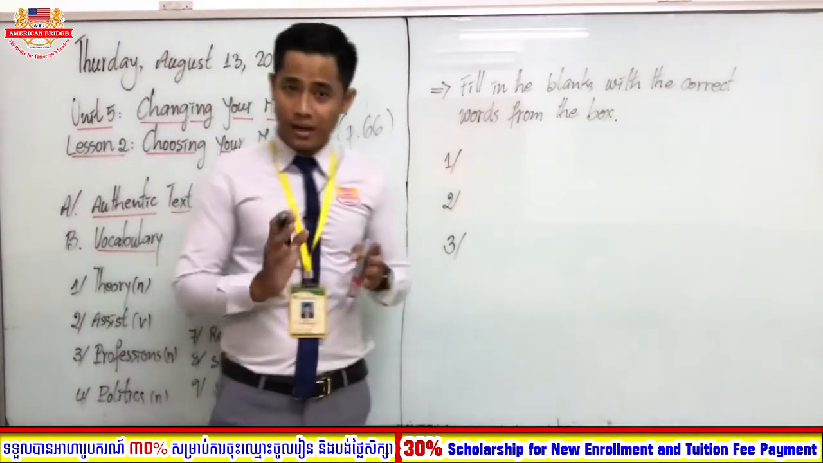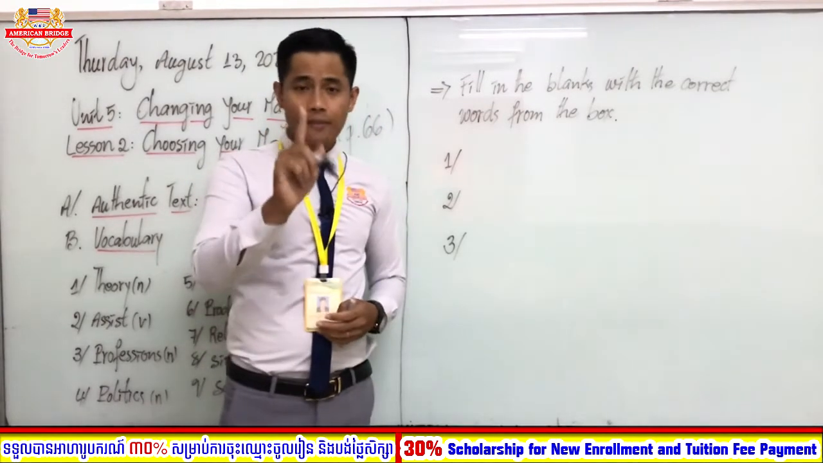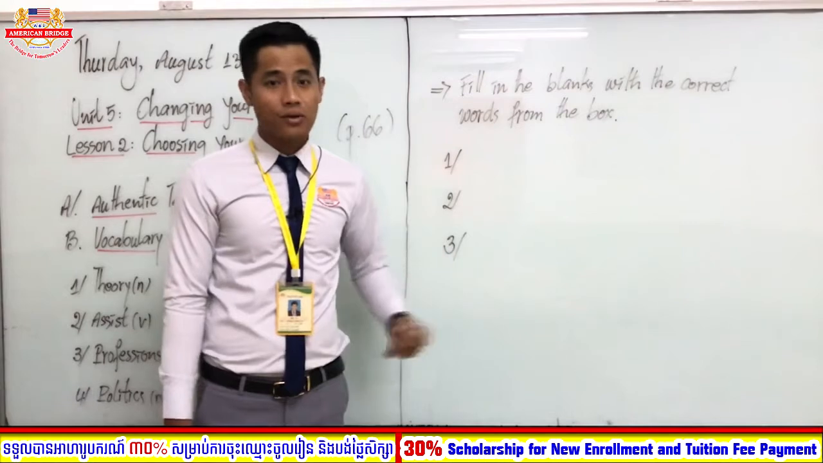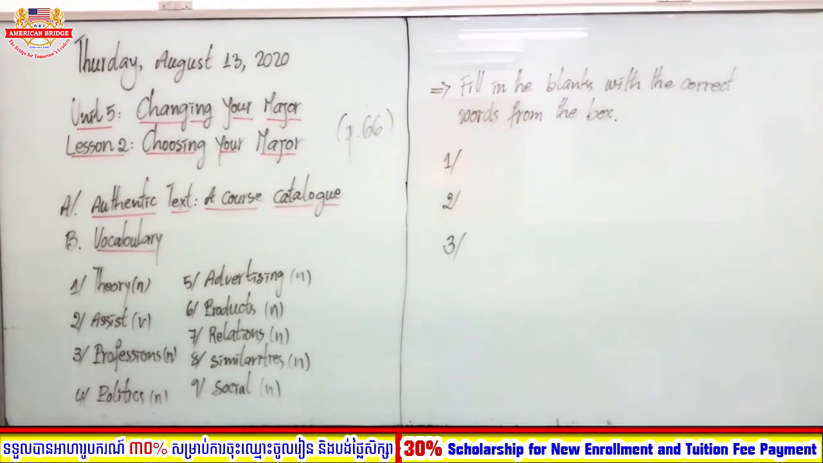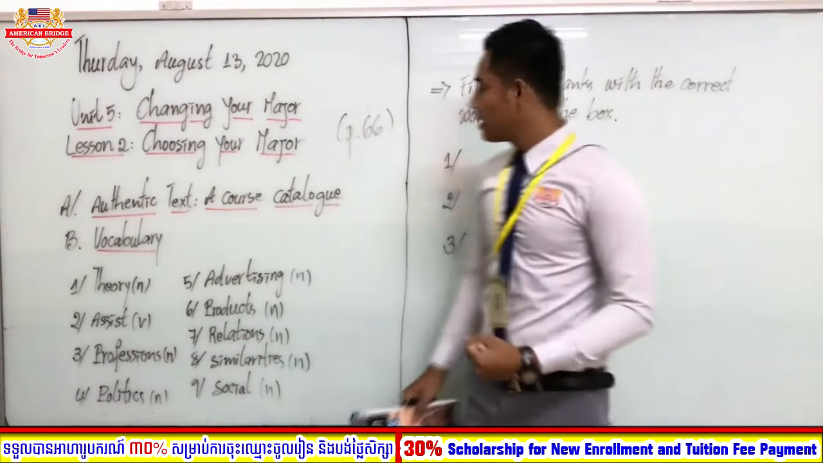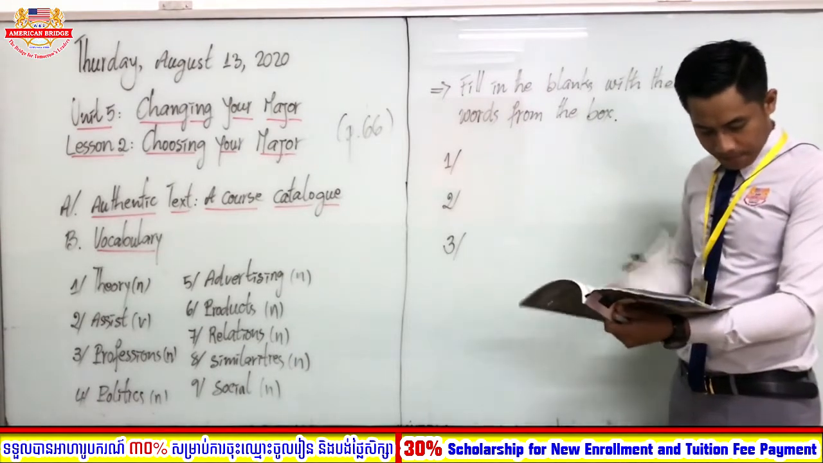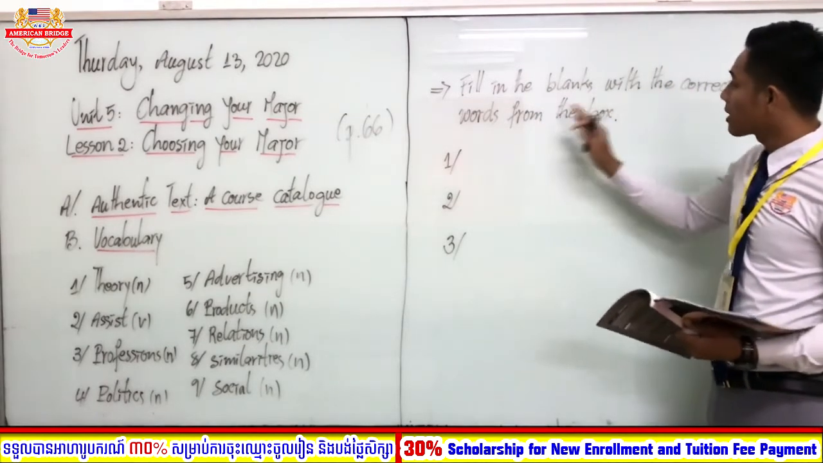So good, students. Now teacher would like you to open your book again to page 66 altogether. Then spend 1 minute to read about this exercise. Then let's do this exercise together with me. Okay, 1 minute is done. So now, let me get started. Page 66: fill in the blanks with the correct words from the book.